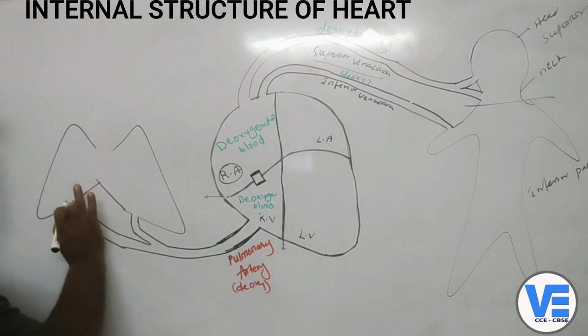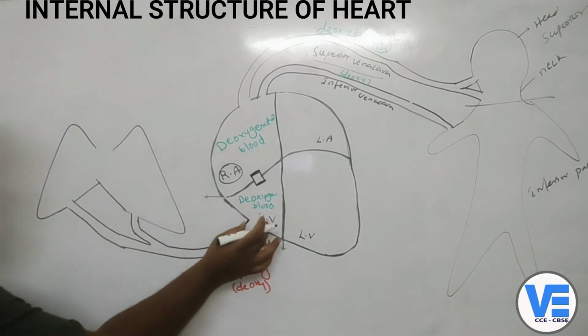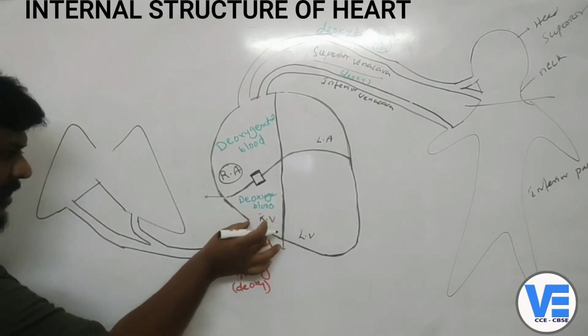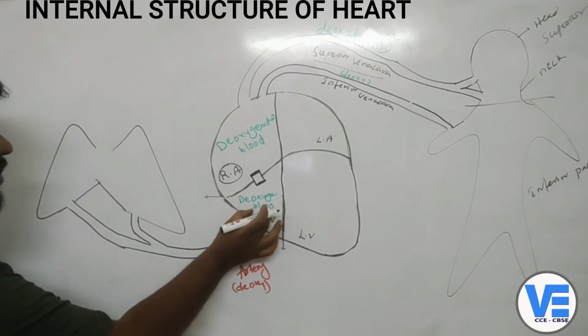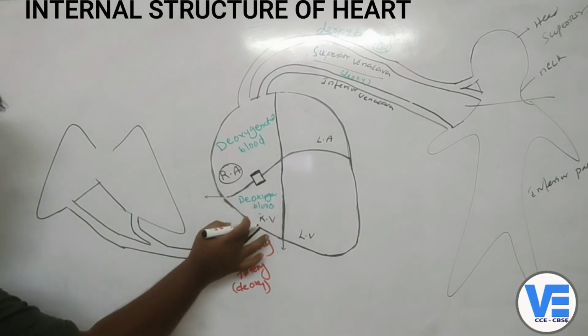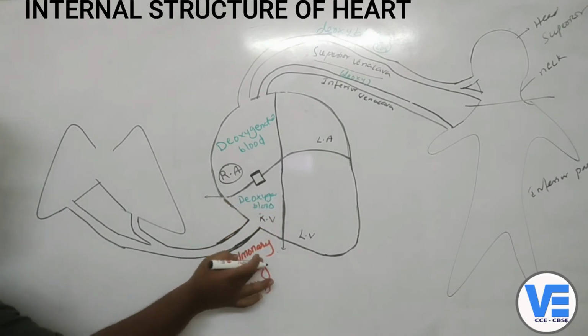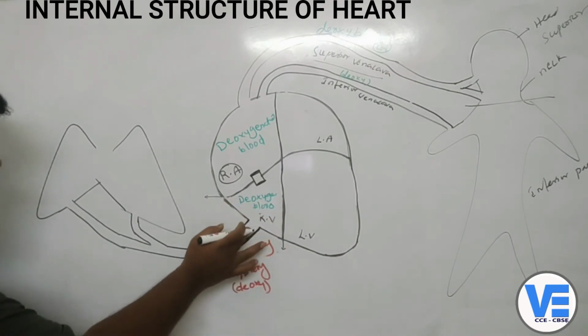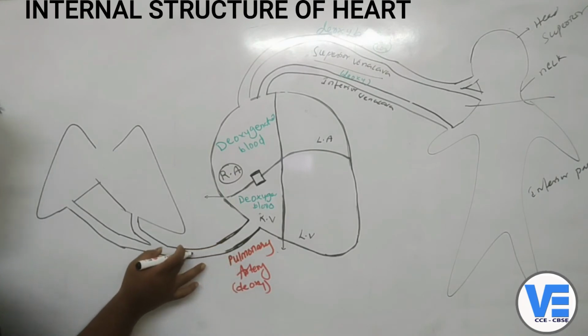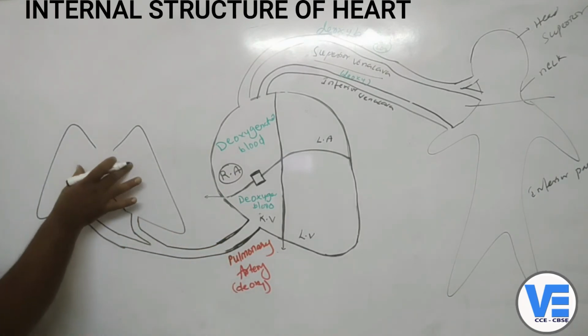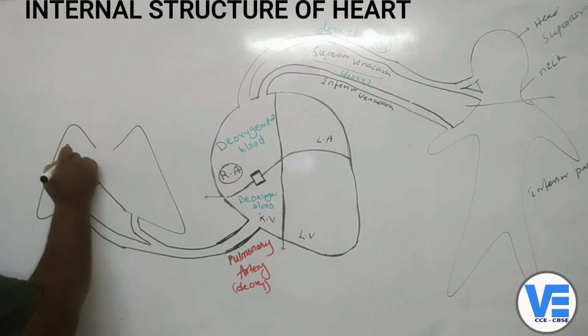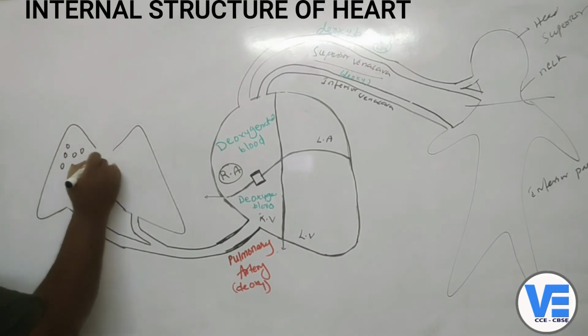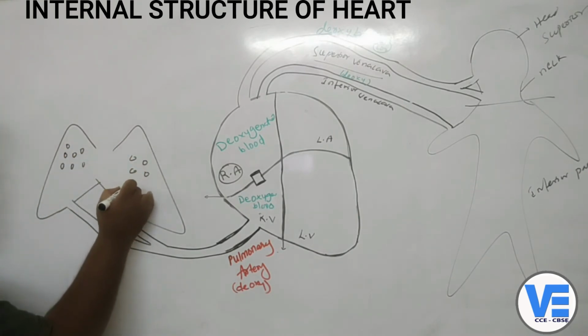That means the blood which is in the right ventricle, when the right ventricle contracts, will come into the pulmonary artery. It will travel to the lungs. And here in the lungs, what happens is there are alveoli. Already we have seen that there are alveoli here, right?